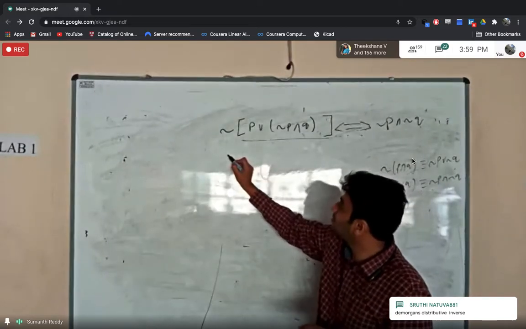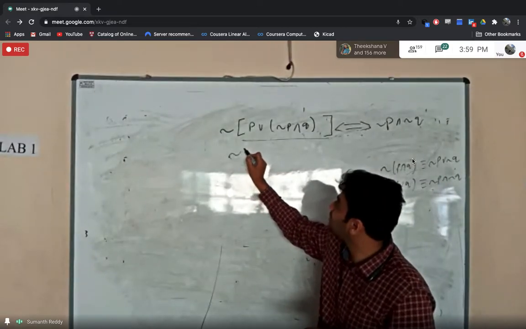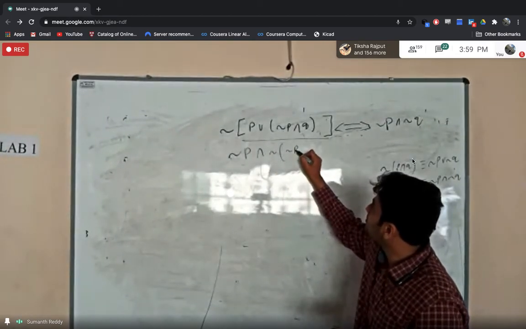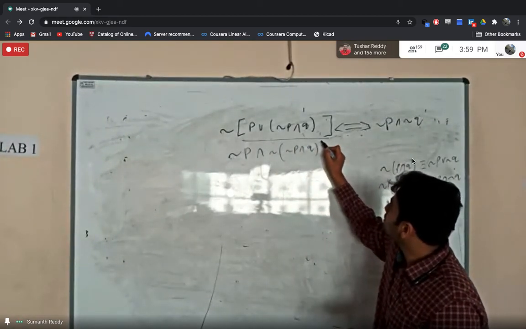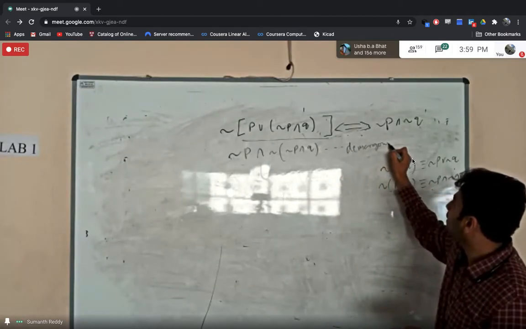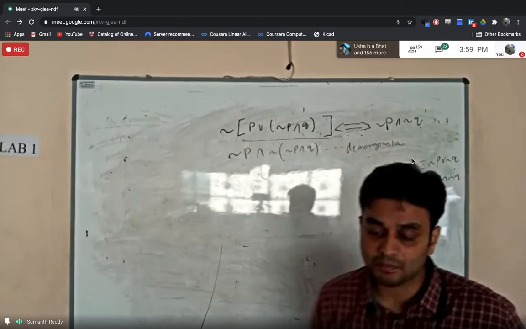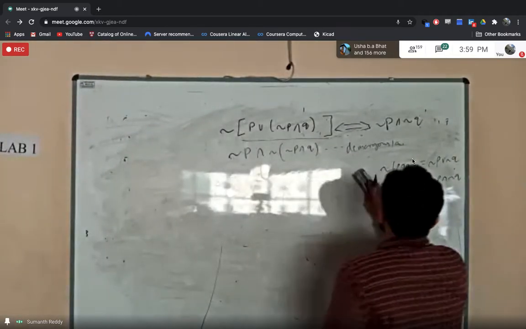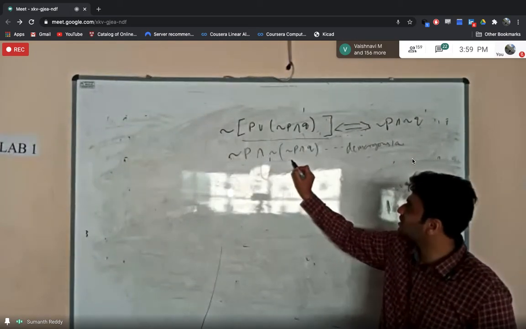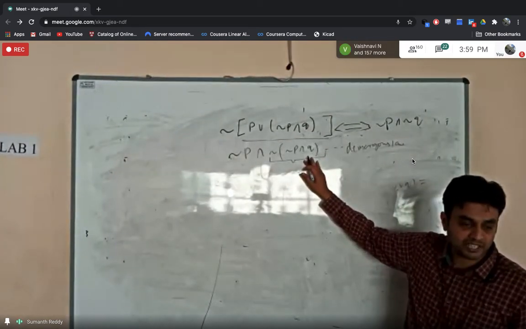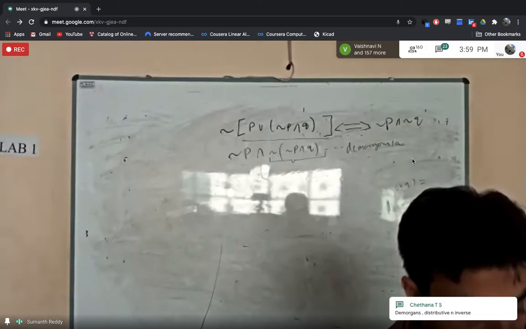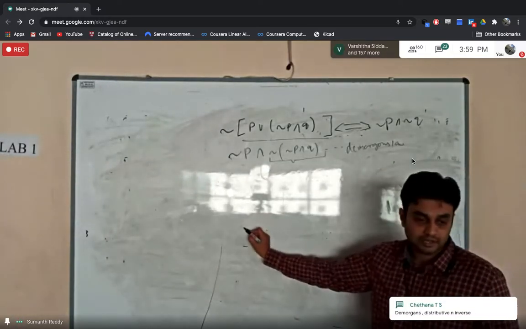So now if you apply De Morgan's law, this can be written as negation of P ampersand negation of this entire thing, that is negation of P ampersand Q. So this is by which law? This is by De Morgan's law. Fine. And now if you observe, what I can do is, again I can apply De Morgan's law here, right? So again I can apply De Morgan's law.